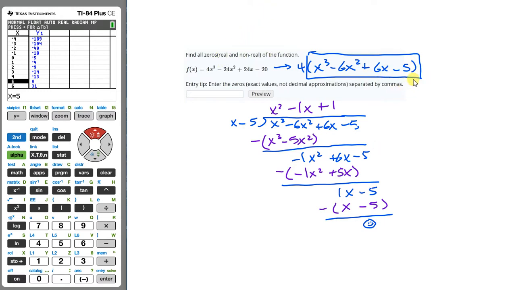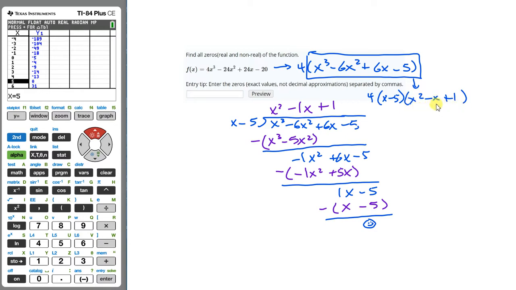So basically what I've got now is a new factorization that looks like a 4 on the outside that we pulled out, times x minus 5, times x squared minus x plus 1. Okay? Now, is this fully factored? Do I know all the zeros? No, I still only know one zero, the 5. To see the other zeros, I have to figure out how this guy factors.